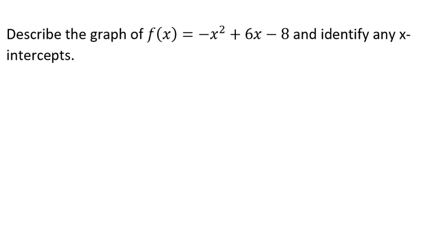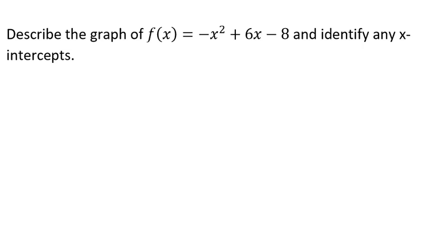In this video, we're going to be identifying x-intercepts of a quadratic function. So we're going to also describe the graph as well. We're going to describe the graph of f of x equals negative x squared plus 6x minus 8, and then we're going to identify any x-intercepts.